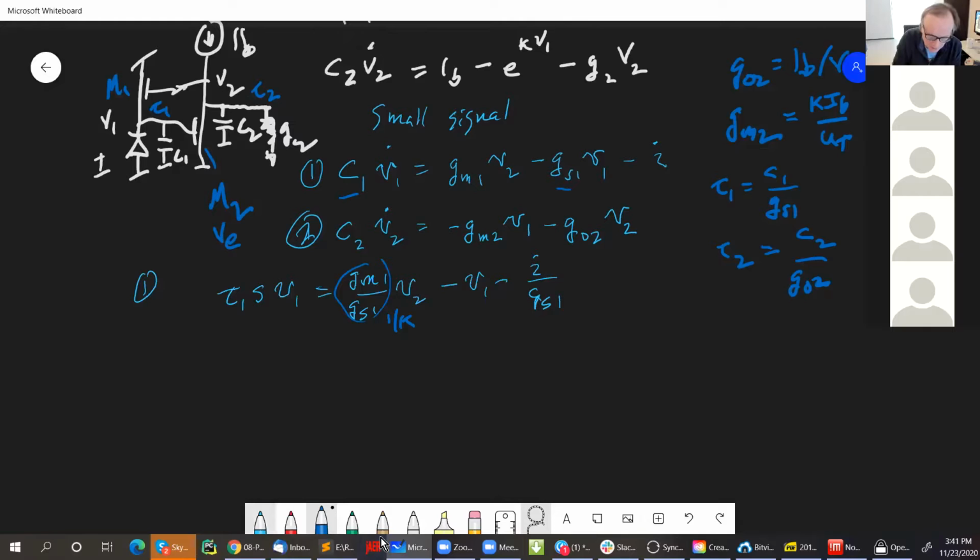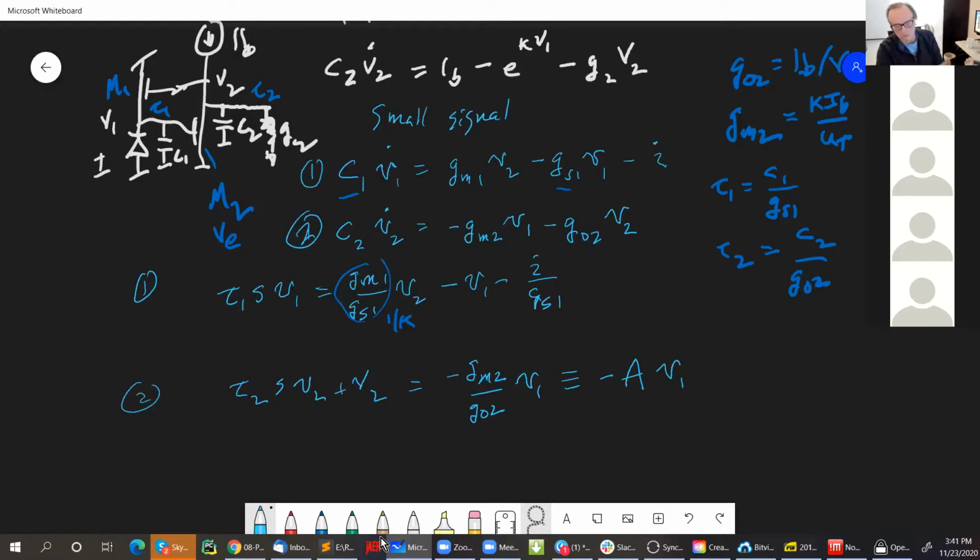Okay, so then let's take 2 and do the same thing here. So then we have tau2 S V2, and that's from this first term. Now when we divide by GO2, so we already know that we're going to get plus V2. So I'll move the V2 over to the left immediately. So we have all the V2 on the left, and then we have minus GM2 divided by GO2 times V1. And that's by definition minus A times V1.